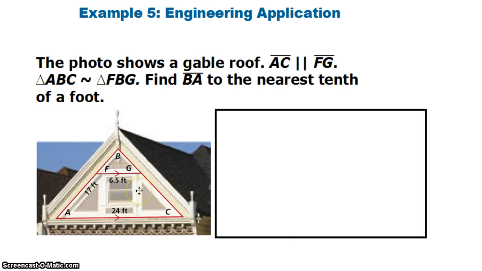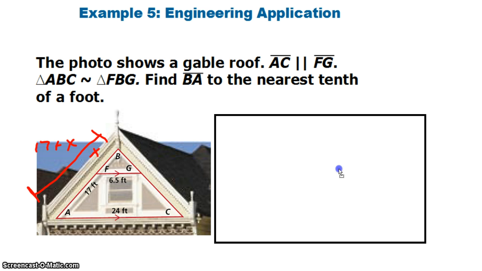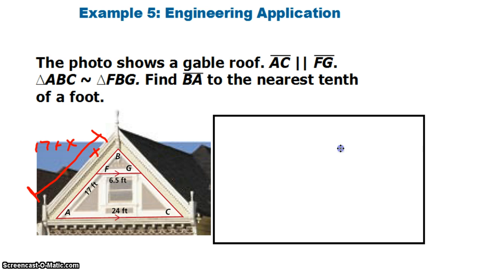Okay, so she's saying we have an unknown BF. You stole her thunder. So the long segment AB is 17 plus x, and the short segment is x. So then let's do cross product. So 6.5 times 17 is... calculator.